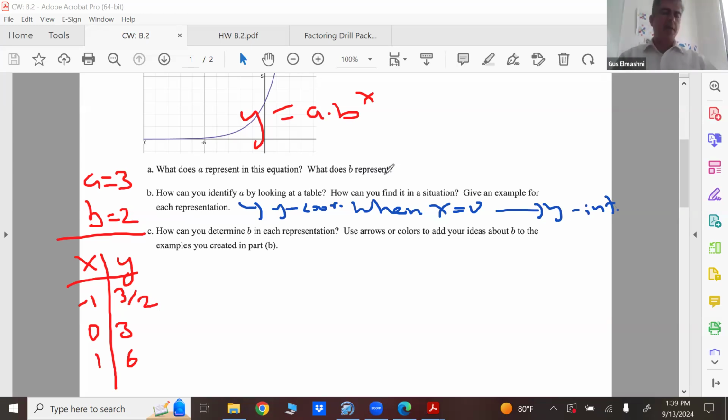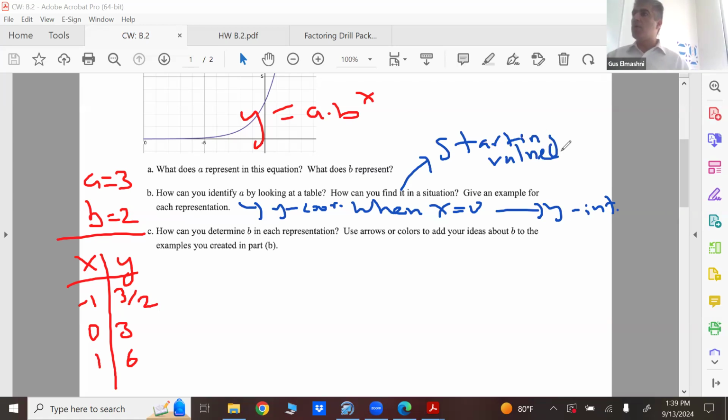That's how you find it on a graph, I know. But now how can you find it in the situation? It's just your starting value. Say, for example, you're looking at population growth and you're doing an exponential model. It would be the starting population, right? So that's how you may see it in a situation. So it'd be the starting value. All right, B. How do you determine B? B is going to be the common ratio.